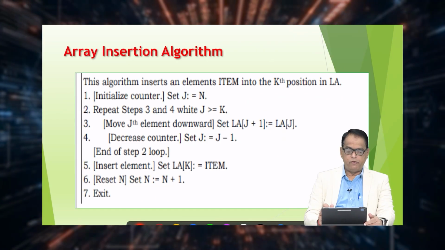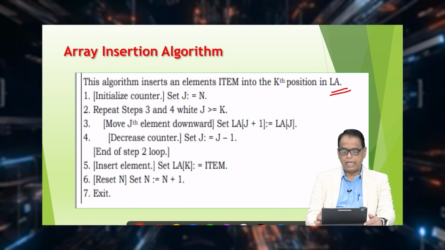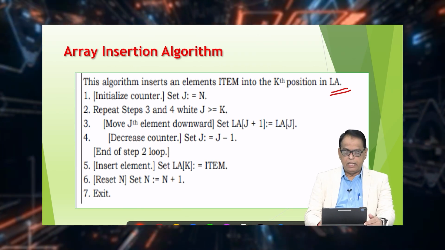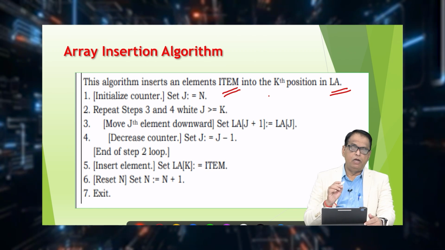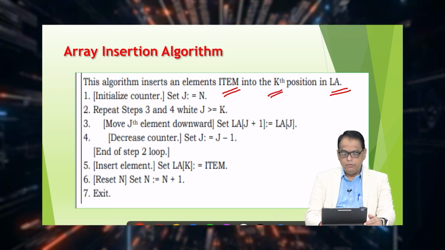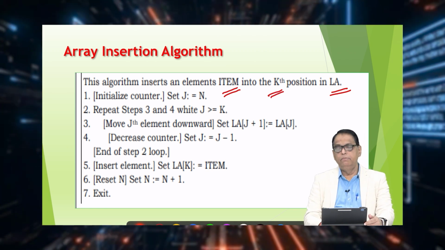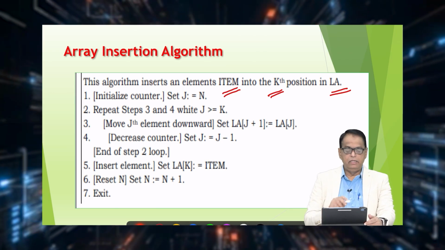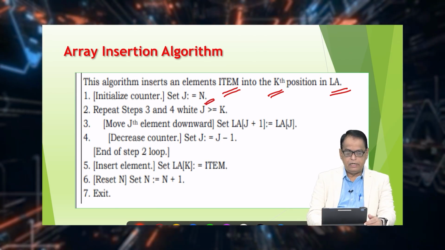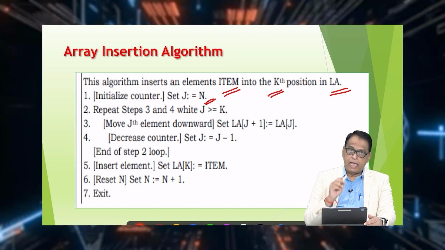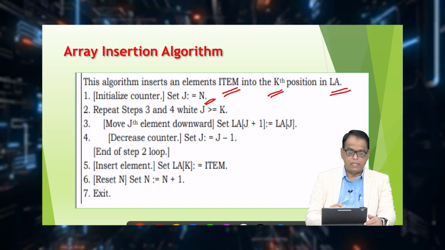So let us understand how to write the algorithm for the insertion operation in linear arrays. Suppose we have been given a linear array named LA, and an element, which we call ITEM. Suppose we want to insert this item at the kth position in the linear array. In the first step, we will set j equal to n, where n stands for the number of elements of the array.